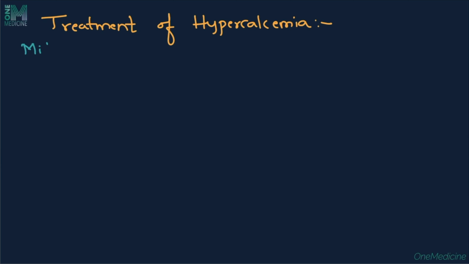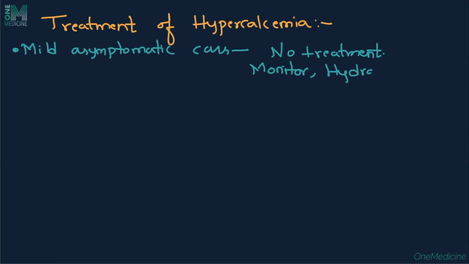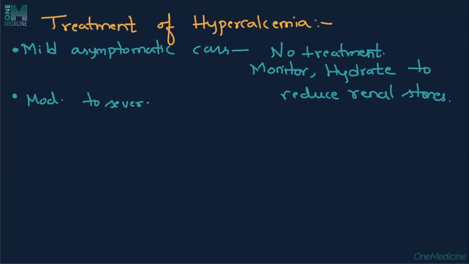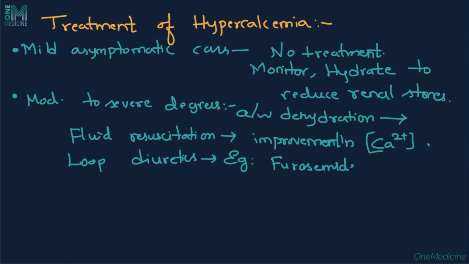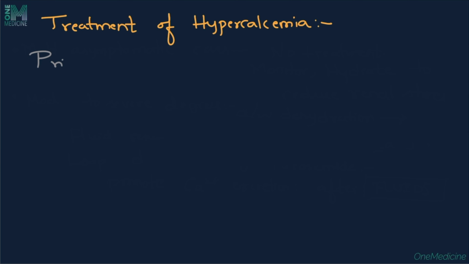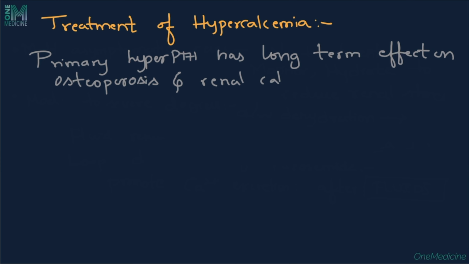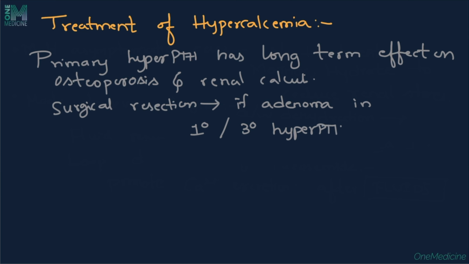Treatment. Mild asymptomatic hypercalcemia does not always need treatment. Such patients should be monitored at intervals and advised to maintain hydration to reduce the risk of renal stones. Moderate or severe degrees of hypercalcemia are often associated with significant dehydration. Prompt fluid resuscitation can cause a marked improvement in serum calcium concentration. A loop diuretic such as furosemide can be given to promote calcium excretion, but only after adequate fluid resuscitation has been done. Primary hyperparathyroidism has a long-term effect on osteoporosis and renal calculi. Surgical resection of the parathyroid lesion is indicated if an adenoma is identified in primary or tertiary hyperparathyroidism.